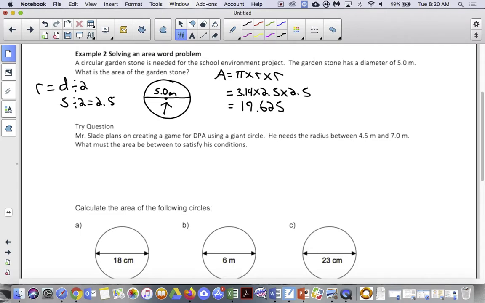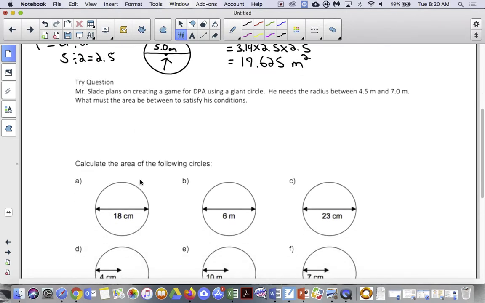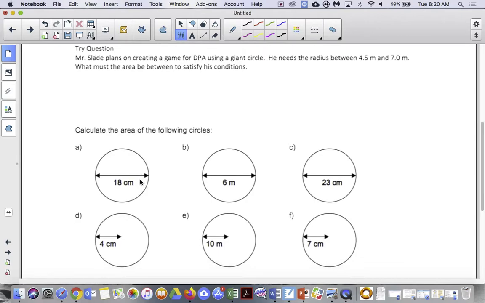Now, the unit, it is meters, so it should be meters squared. Okay? Okay, so now I would like you to do a couple more try questions. I have exactly all 6 circles and this word problem. Pause the video now and give them a try and we'll go over your answers.